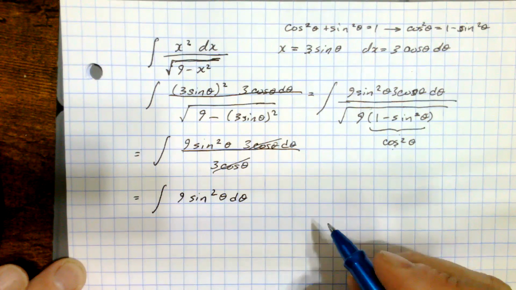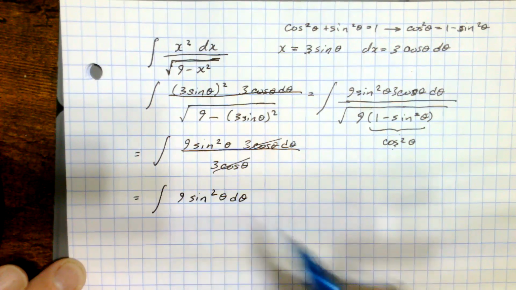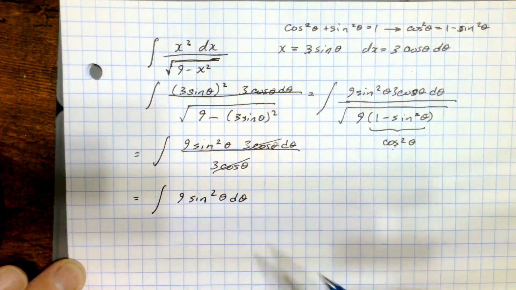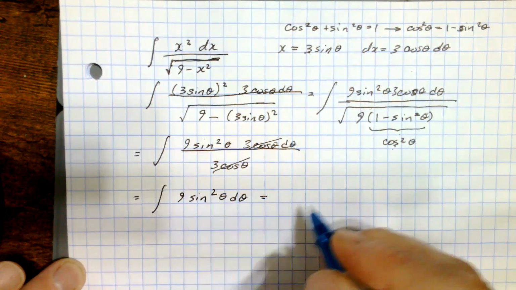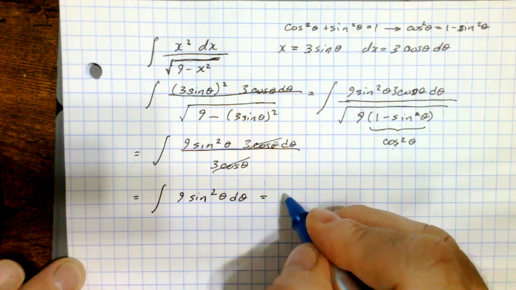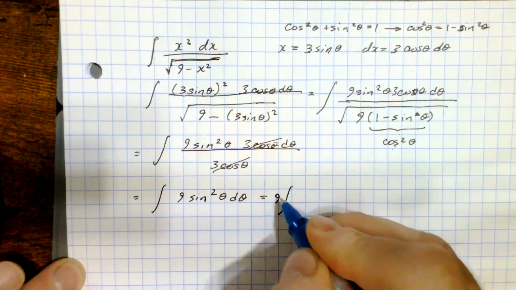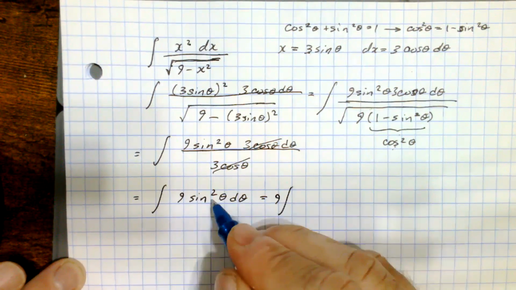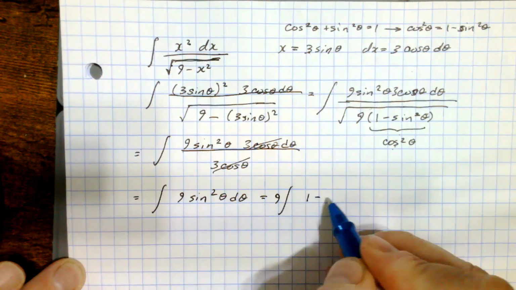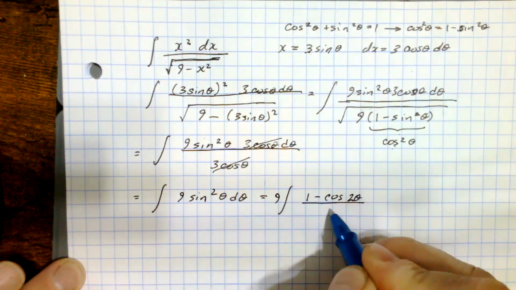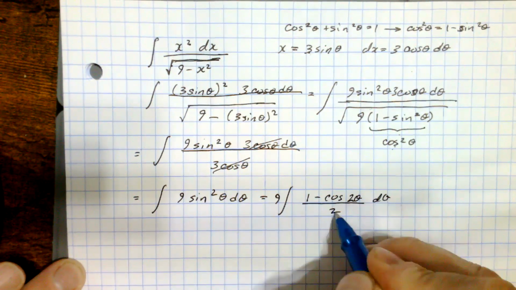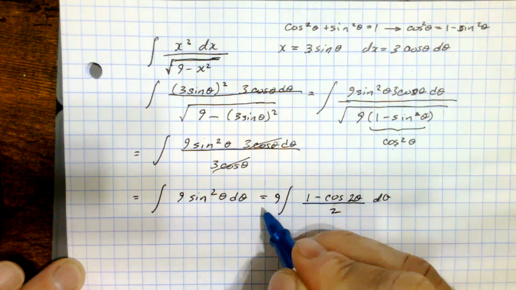We learned last section that when you have an even power of sine or an even power of cosine, you want to use the power reduction formula because there's no other odd powers here. So I'm going to factor out the common factor of 9 here, and then the power reduction for sine squared is 1 minus cosine of 2 theta, all divided by 2, d theta. And this one half here, I'll factor out in front as well.